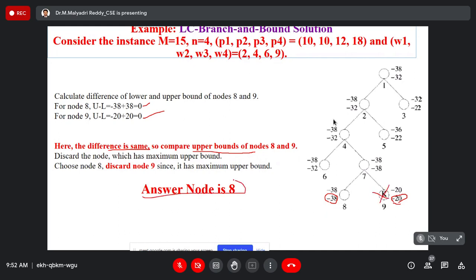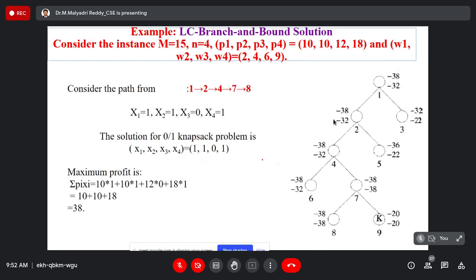So the solution space is node 8 only. This is the solution space. The included objects' path is 1 to 2, 2 to 4, 4 to 7, 7 to 8. That is x1 is equal to 1, x2 is equal to 1, x3 is equal to 0, x4 is equal to 1. So this is the final solution.